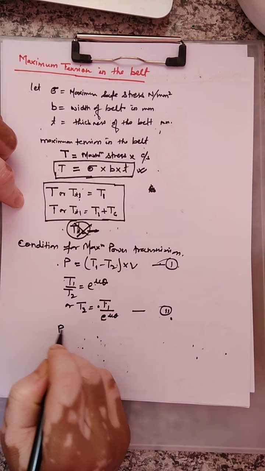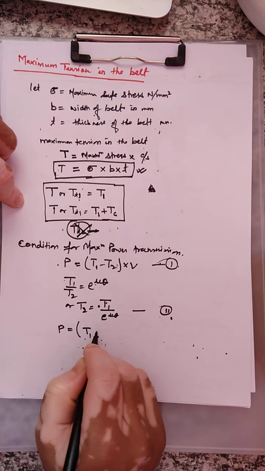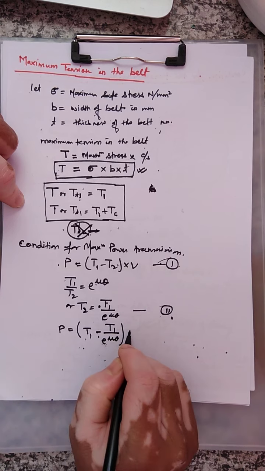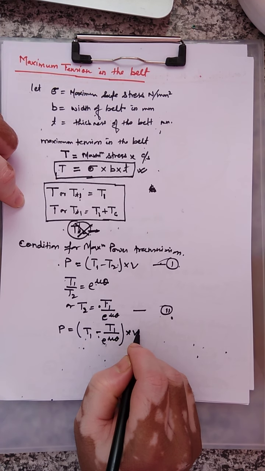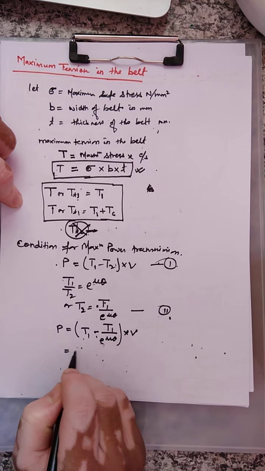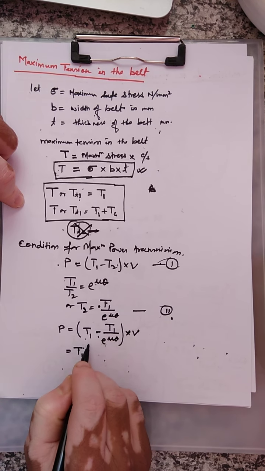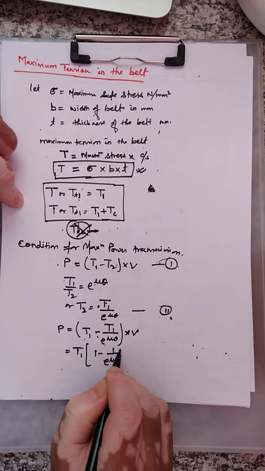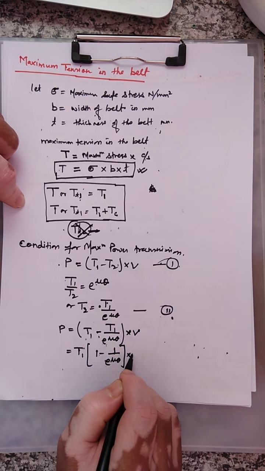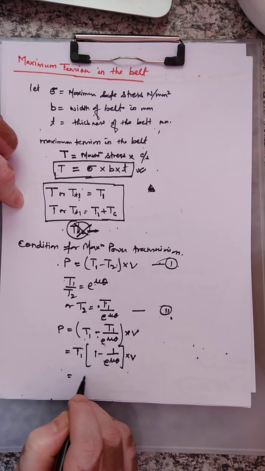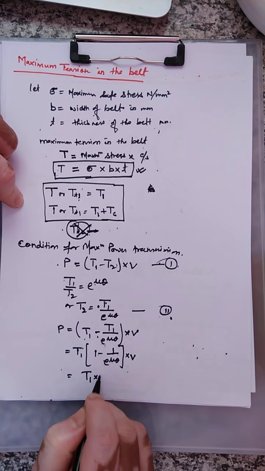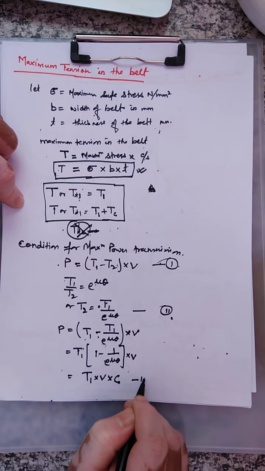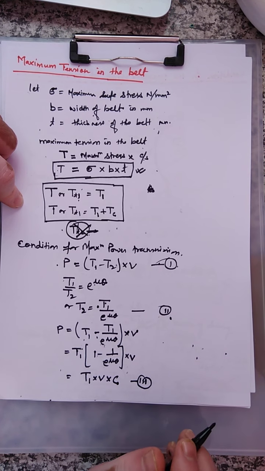Then P is equal to T1 minus T1 by e to the power mu theta, into V. Then when we solve it, T1 into 1 minus 1 by e to the power mu theta, into V. Further it will be T1 into V into C. This will be equation number 3.